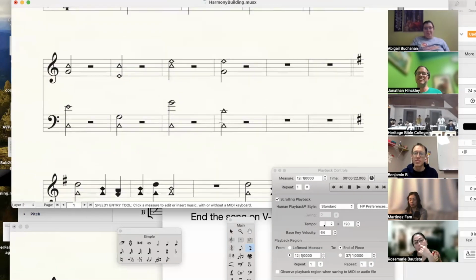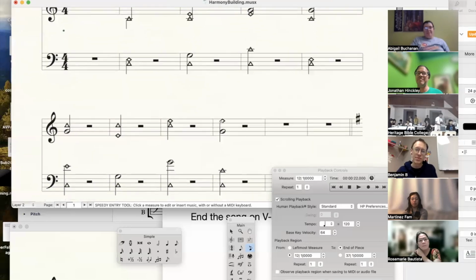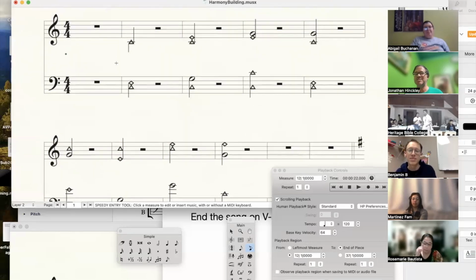Any questions on this so far? I've only showed one chord so far, but this is what you do when you have soprano, bass, and then you decide how to fill it in. Any questions about that so far?